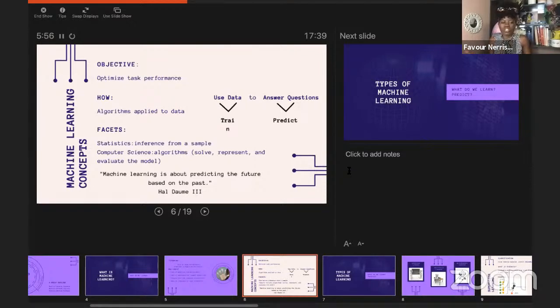And of course, in computer science, that's really where you get to code, right? So you get to build out these algorithms that solve, represent, and evaluate the model. And also importantly, visualize the model, because at the end of the day, you have to be able to explain what you're doing to somebody else or to some other system, organization, and the likes. And this is a quote from Hal Daumé III, who's at UMD: machine learning is about predicting the future based on the past. So the past includes that data, it can be experiences, it can be a previous context in your data, etc.